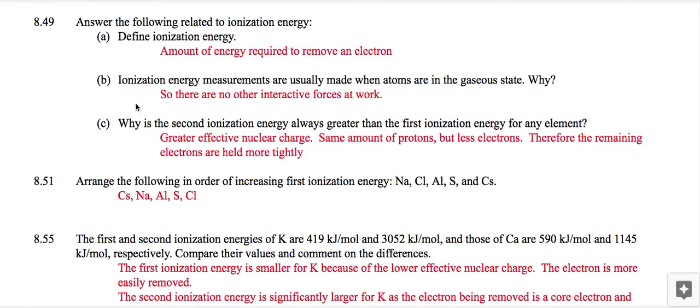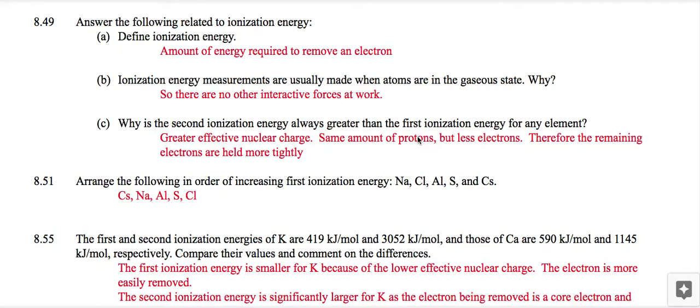We measure them with atoms in a gaseous state so that there aren't any other forces at work that we need to take into consideration, because the atoms are going to be very, very far away from each other. So we're dealing with that one specific atom and nothing else. The second ionization energy and third ionization energy and so on are always going to be larger than the previous one, because we're taking it away from that charged atom.